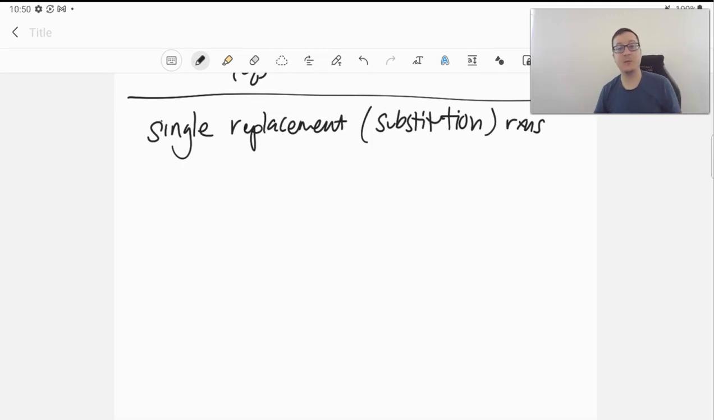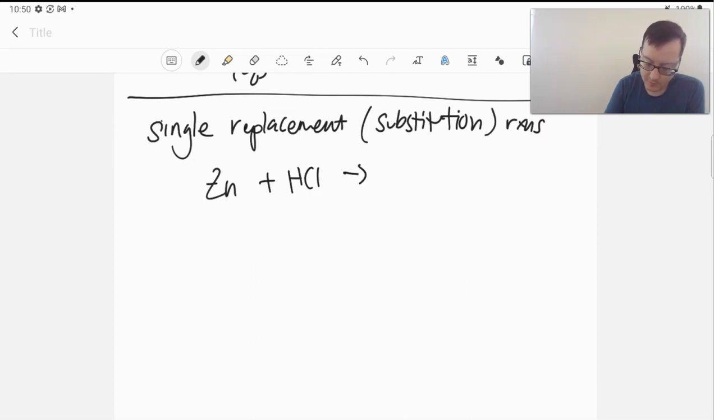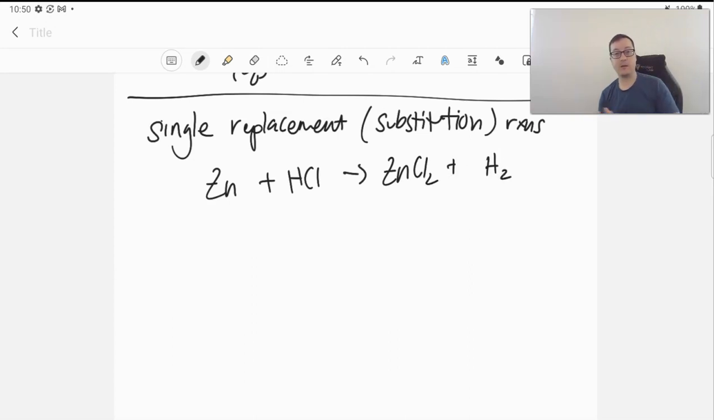Our next type of reaction will be single replacement reactions. These are known as substitutions as well. An example of this would be the following. These generally form the pattern of some element plus some compound turning into a different compound and kicking out an element. So you end up with an element and a compound on your left, on your reactants, and an element and a compound on your product side.